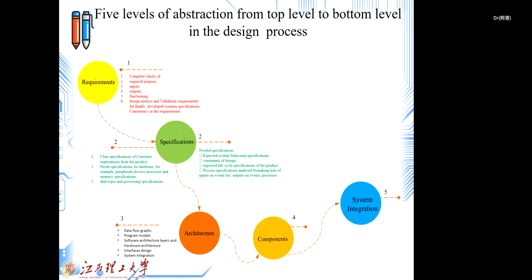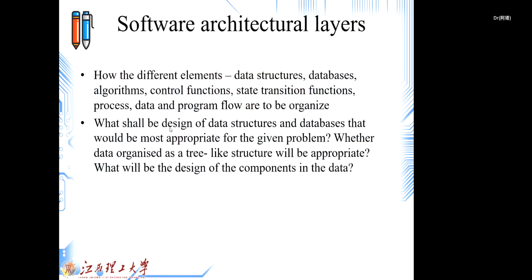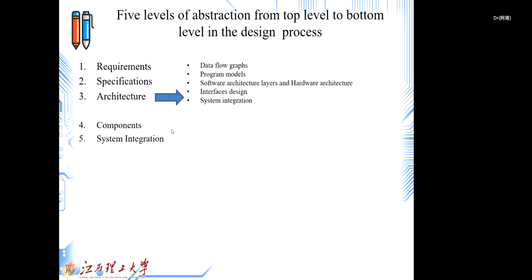The third part of the abstraction levels is architecture, in which we should know the data flow graph, program models, software architecture layers, hardware architectures, interface design, and system integration, based on which we can go to the next step, which is selecting the components and system integration part. These were the 5 levels of abstraction that we should have.